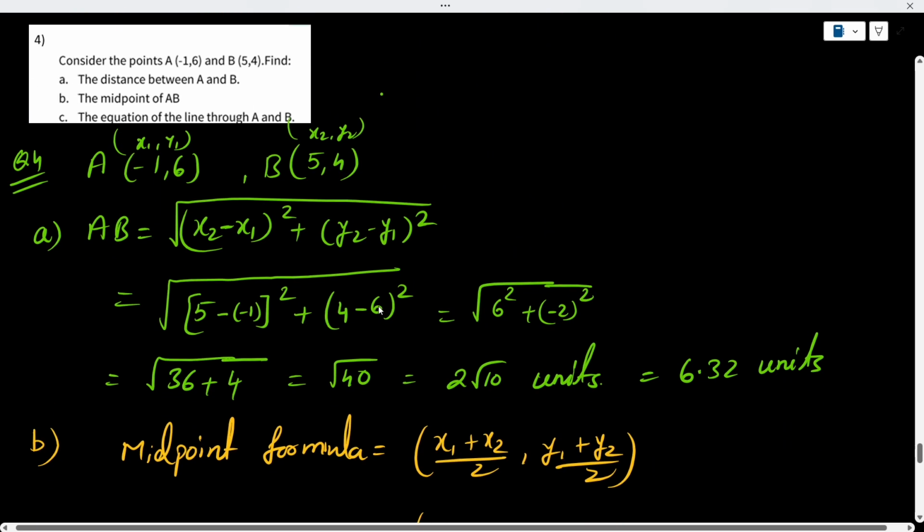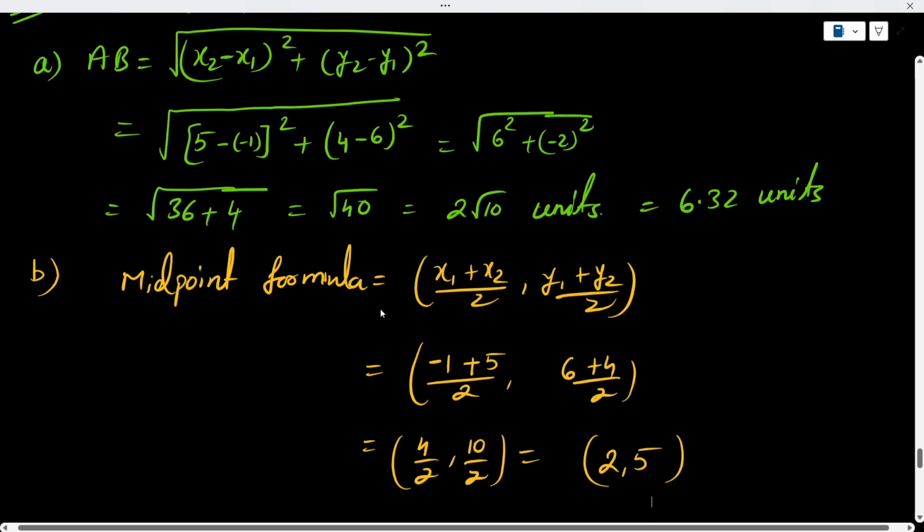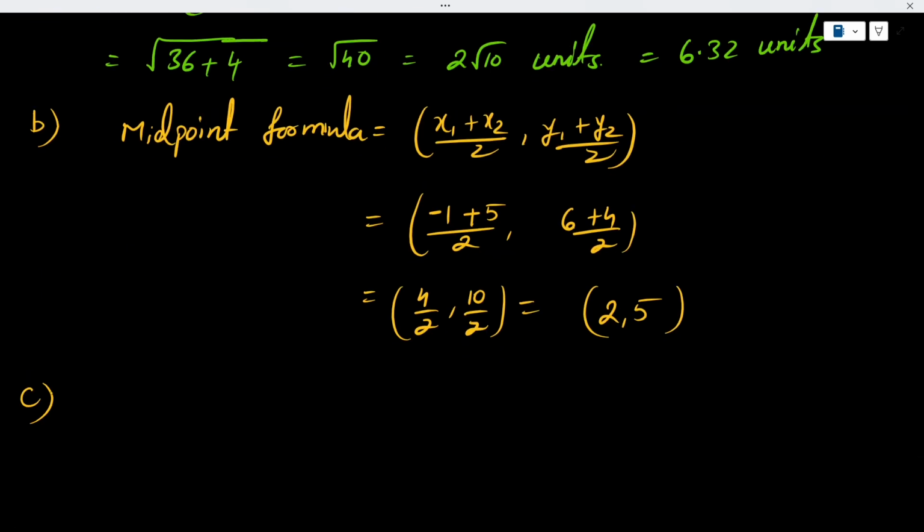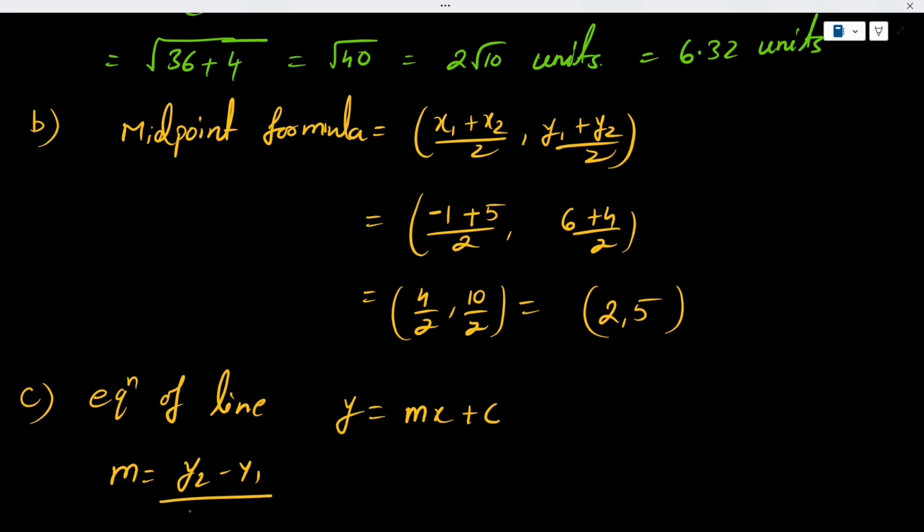Now what is given here? Equation of the line through AB. So here you are using all the three things that you have learned in the starting. Here how do we get it? Equation of line, you know that we always take y equals mx plus c. Now what is your gradient here? It is y2 minus y1 by x2 minus x1, right?